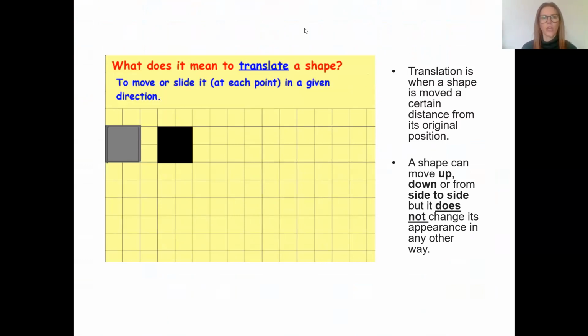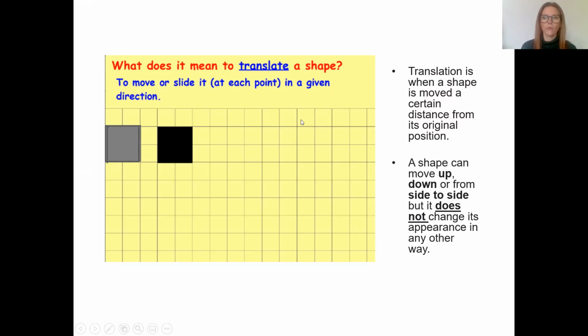So to translate a shape means to move or slide it at each point in a given direction. So this was our original shape here, and we have moved it to its new position here. So it hasn't changed apart from the position that it is on the grid. So translation is when a shape is moved a certain distance from its original position.